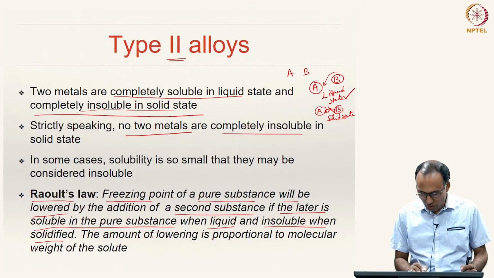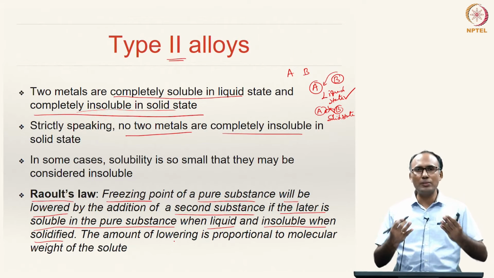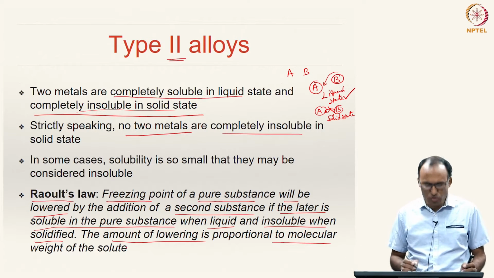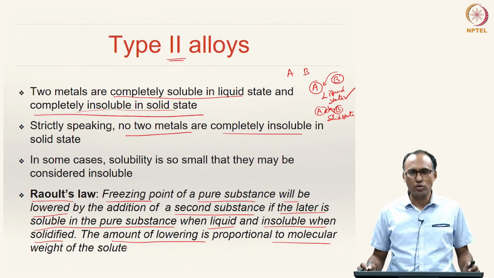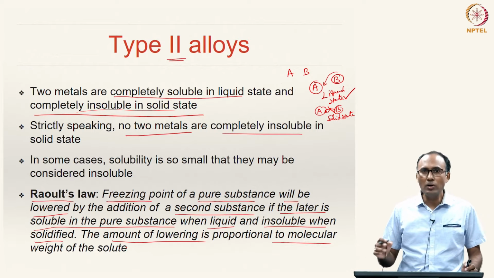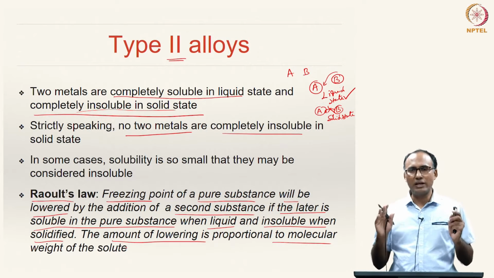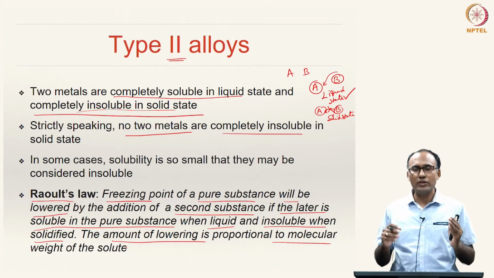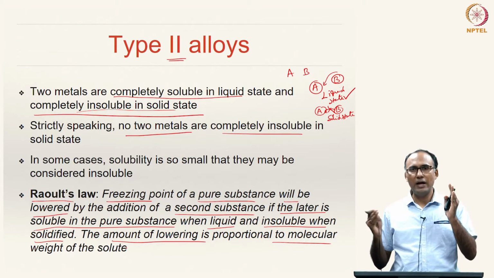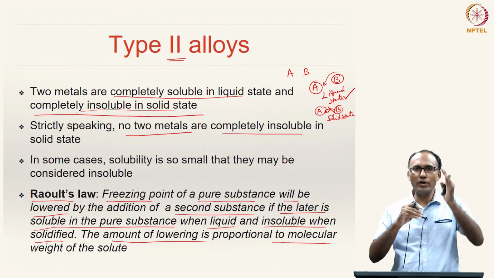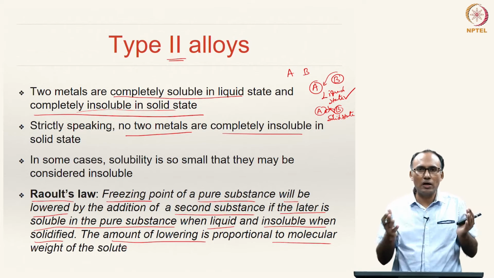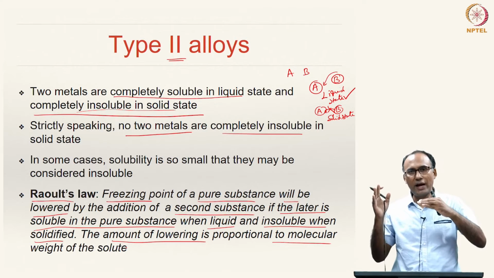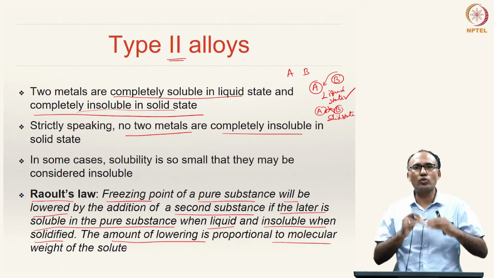The amount of lowering of the melting point is proportional to the molecular weight of the solute. It depends on the molecular weight of the solute. So, the bottom line is that if you have two materials A and B which are completely soluble in liquid state and not soluble in solid state, then if you take pure substance A and add B, the melting point of A will go down, and if you take B and start adding A, then the melting point of B will also go down.